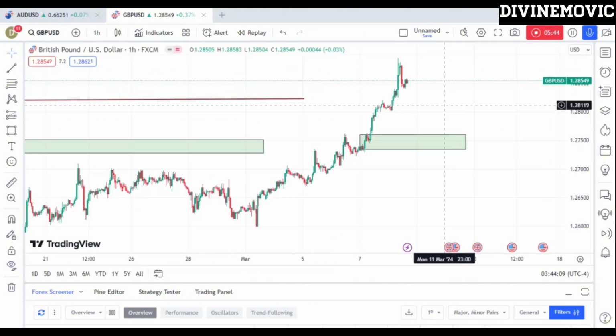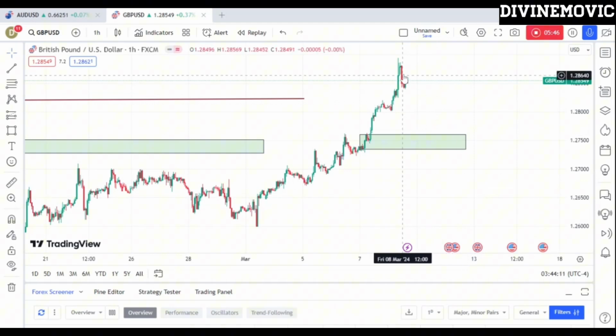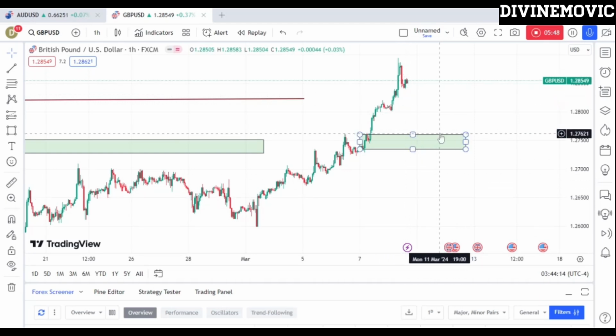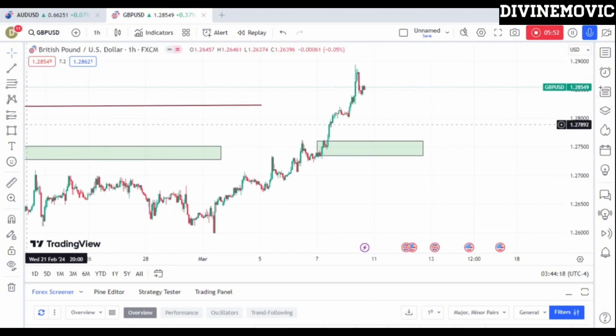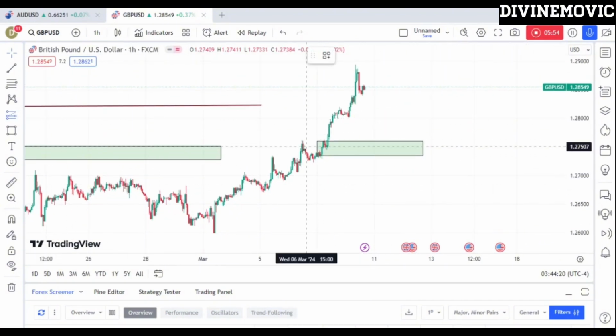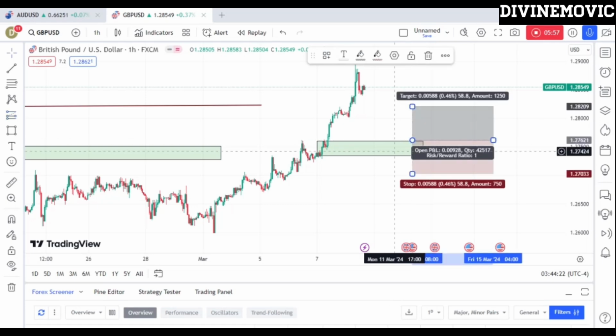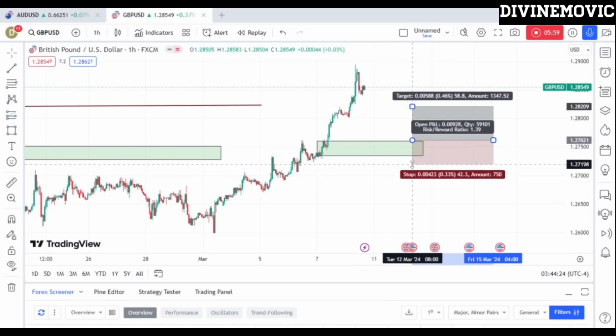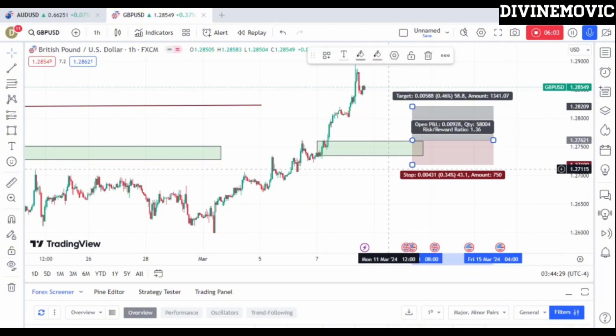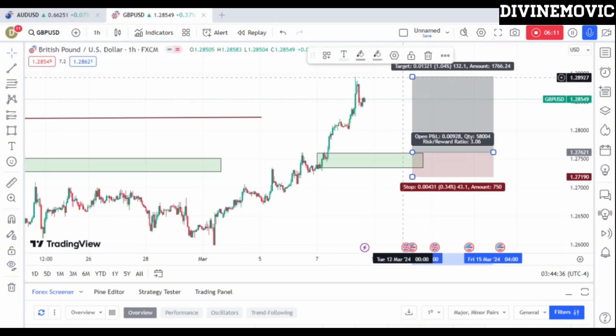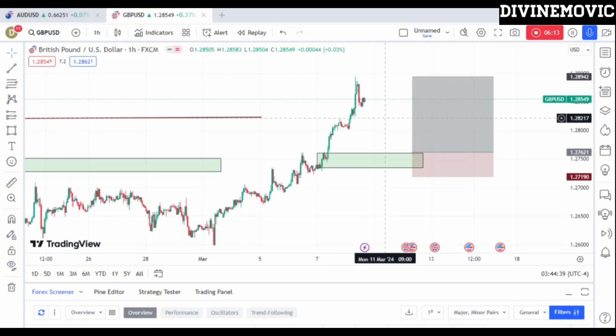So a possible entry on GBPUSD here is to wait for price to retrace back into this point and then distribute to the upside. So we're looking to buy from this point here, put our stop loss below this place here or this place here, anywhere I want to put it, and target this high here. So this is a possible entry for me on GBPUSD.